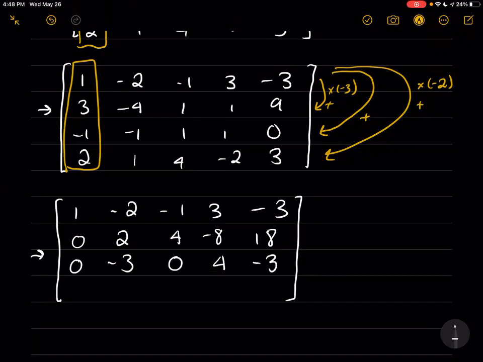And then for that last row, I'm going to multiply by -2 and add it. So 1 times -2 plus 2, it's going to be 0. And then -2 times -2 plus 1, that's going to be 5. So we got 4 plus 5, or sorry, 4 plus 1.